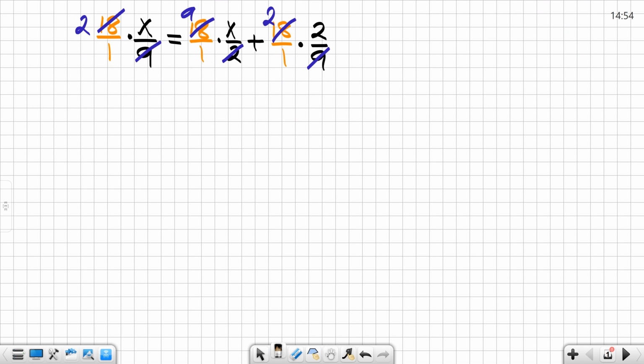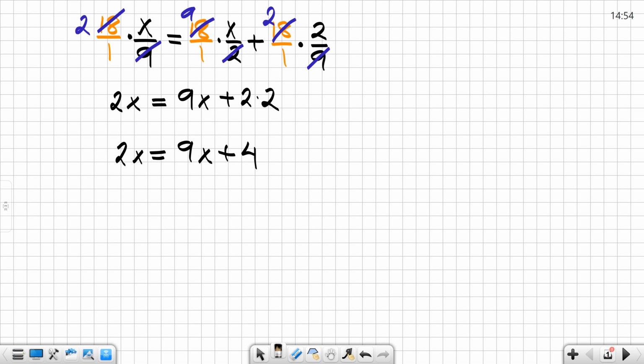Let's write down the equation that we have right now. We are left with, on the left side, 2 times x. On the right side, I have 9 times x plus 2 times 2, which of course is 4, if you want to write that down immediately. So we have the equation 2x is equal to 9x plus 4.